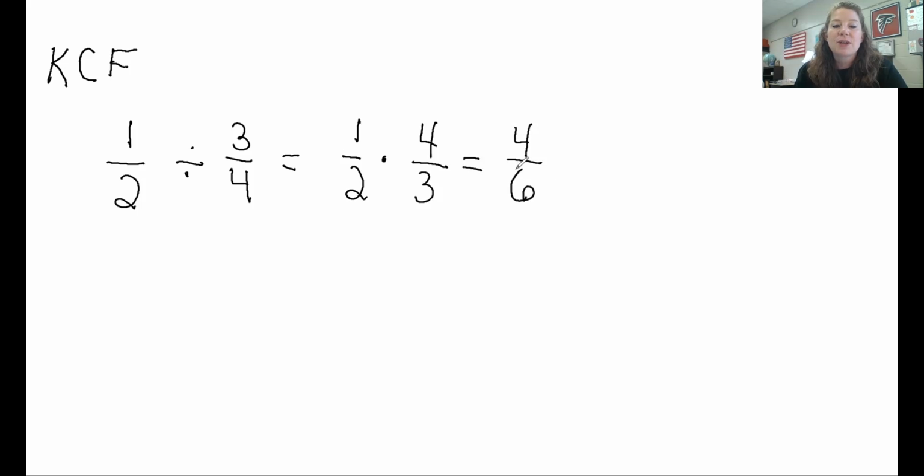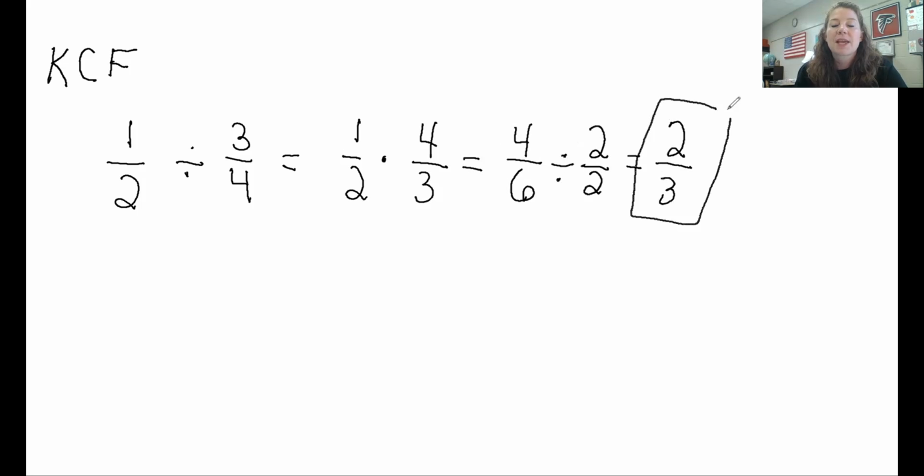However, if you look at those two numbers, you think, oh, those are even numbers. That means they're both divisible by 2. So we're going to always simplify our answers by dividing by their greatest common factor. So 4 divided by 2 is 2, and 6 divided by 2 is 3. So that's our best answer. Now, I simplified after I multiplied. You can actually simplify before you multiply.